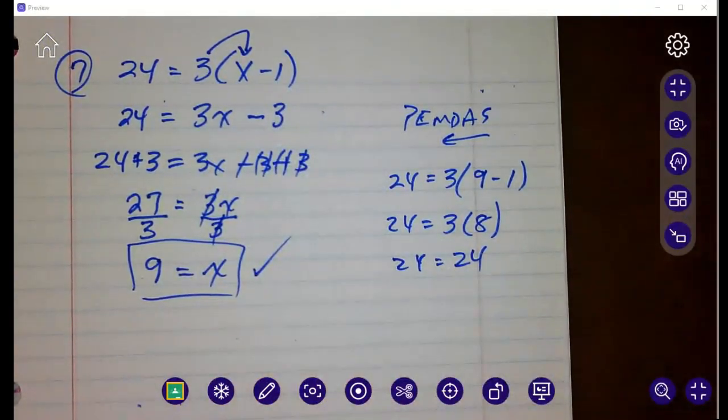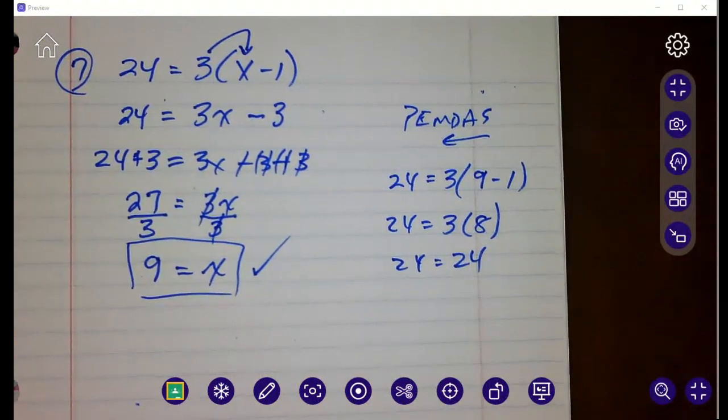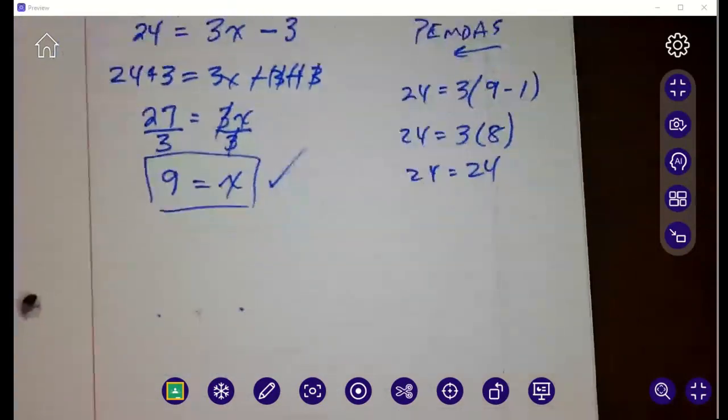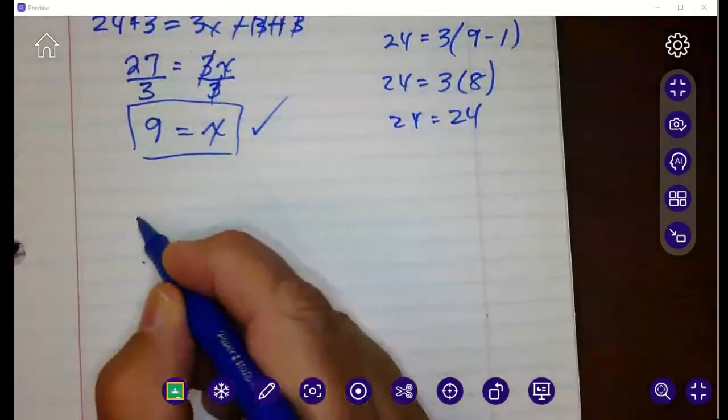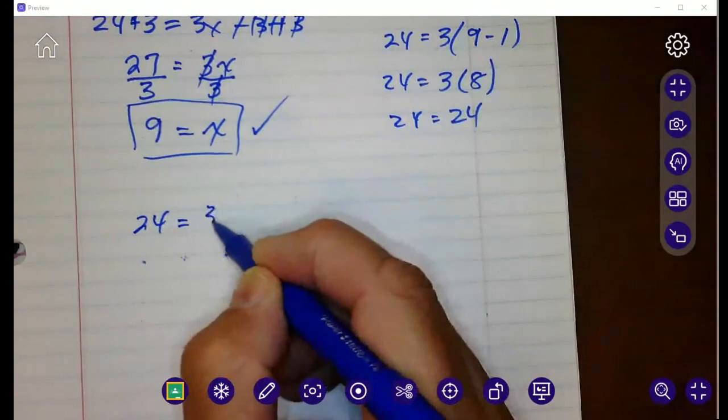Now I want to show you why I don't like to do the addition and subtraction underneath, because this is a perfect problem to show you that. I'm going to start the problem back over again.